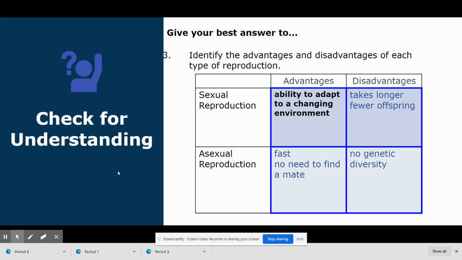Number three, you're going to write down some advantages and disadvantages of both types of reproduction. For sexual reproduction, the ability to adapt to a changing environment is an advantage. A disadvantage would be that it takes longer and you get fewer offspring. For asexual reproduction, an advantage is that it's fast and it does not need to find a mate. And the major disadvantage is that there's no genetic diversity.